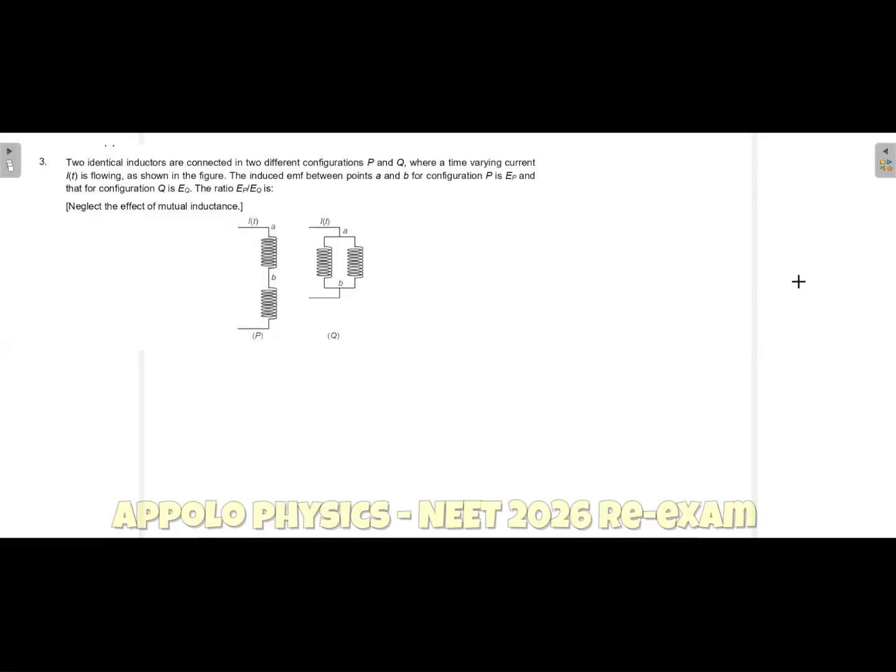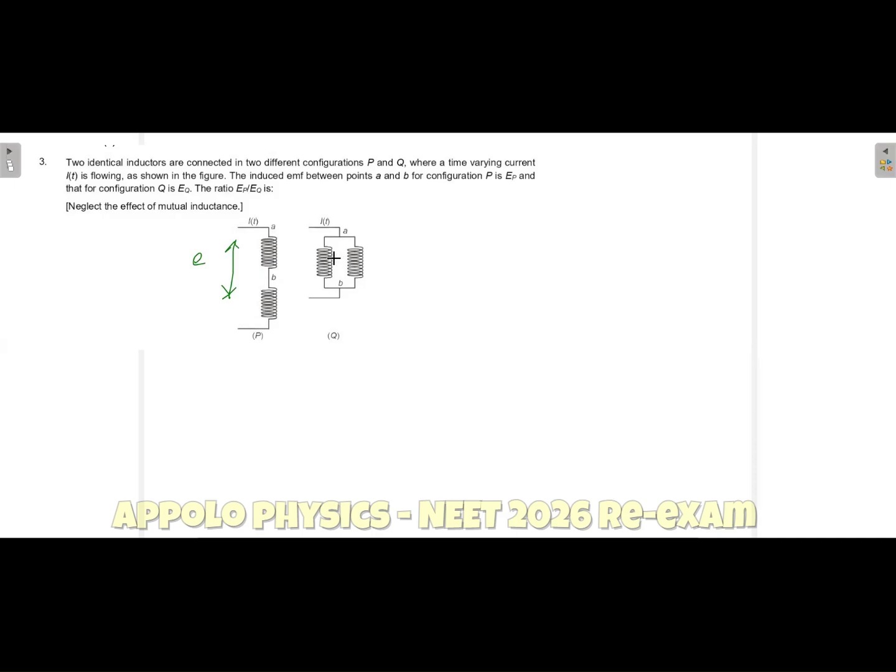Two identical inductors are connected in two different configurations. In either configuration, a time-varying current, an AC current, flows as shown in the figure. Find the induced EMF between the points A and B.